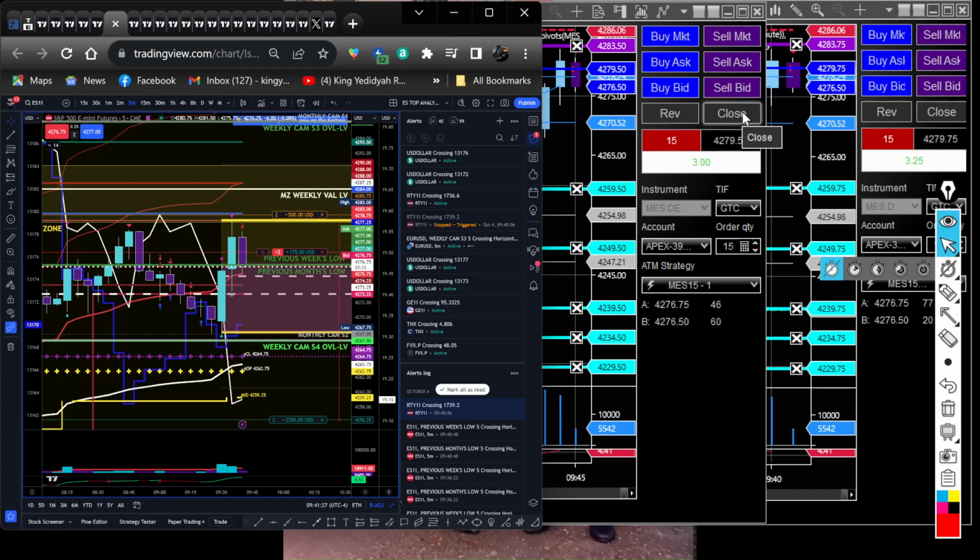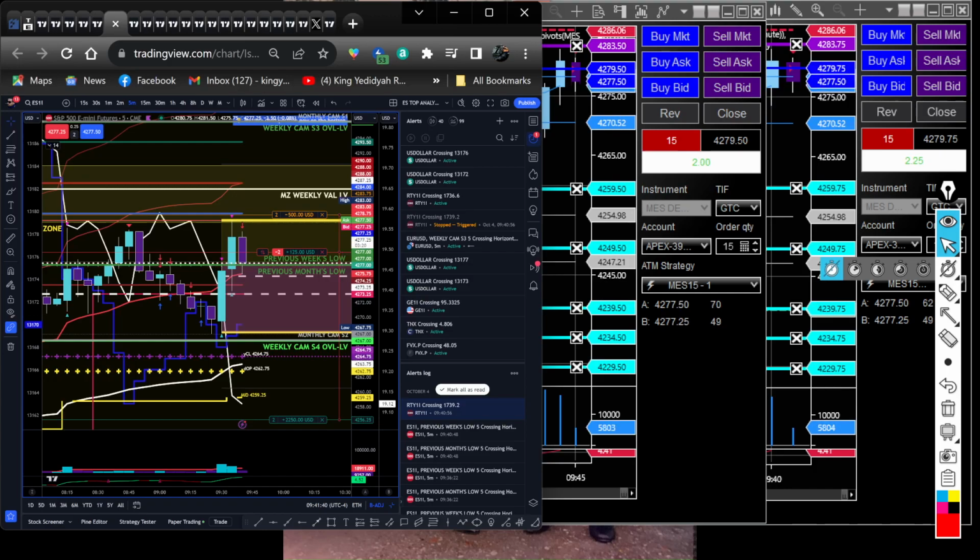All right, so on Bookmap, we're coming down to the developing volume point of control at 42.74 again. So let's see what it does down there. As well here you can see it's at 42.73.25.